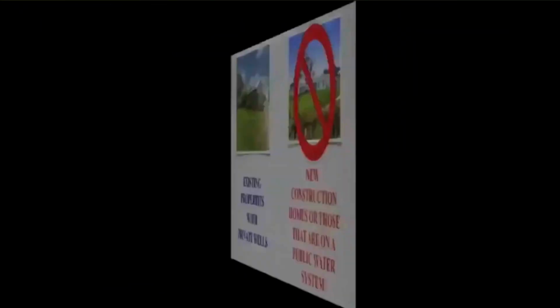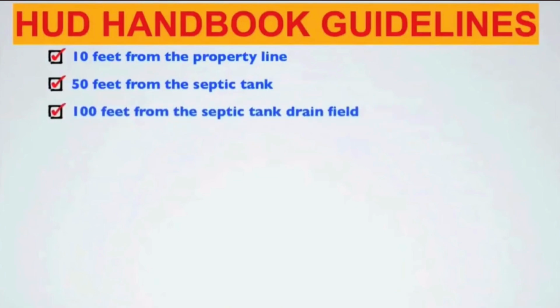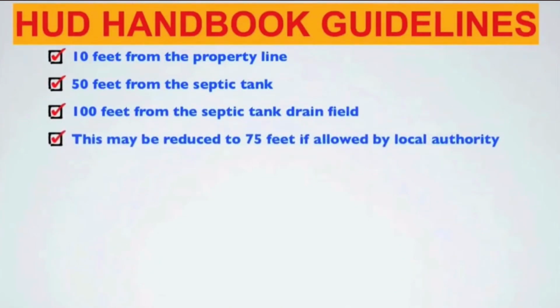HUD Handbook guidelines require the following minimum distance requirements between wells and sources of pollution for existing construction: 10 feet from the property line, 50 feet from the septic tank, 100 feet from the septic tank drain field, but this may be reduced to 75 feet if allowed by local authority.